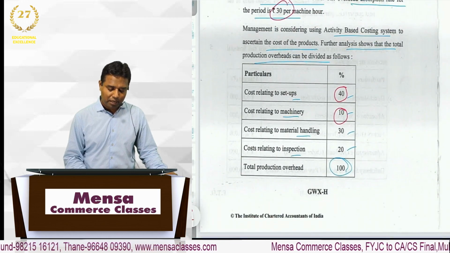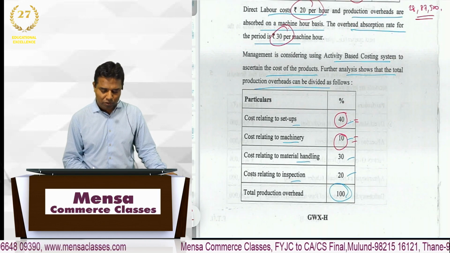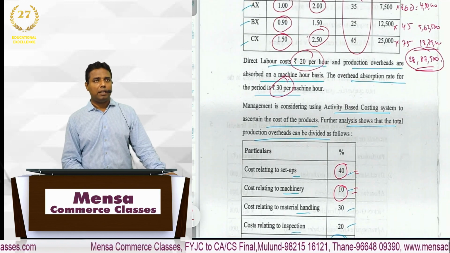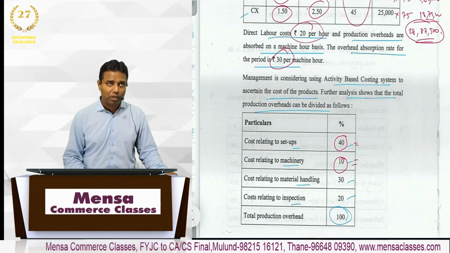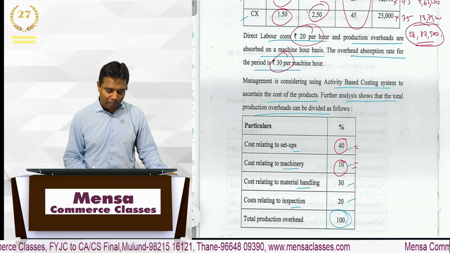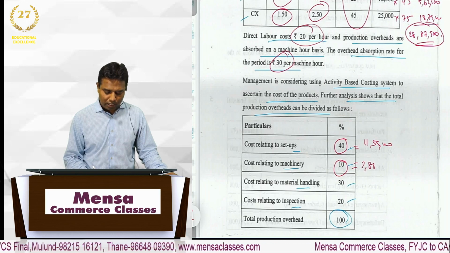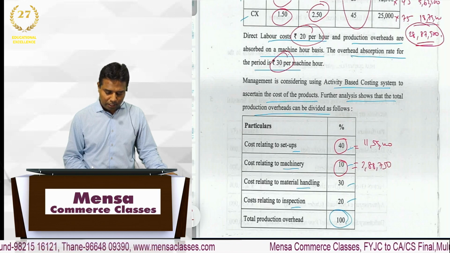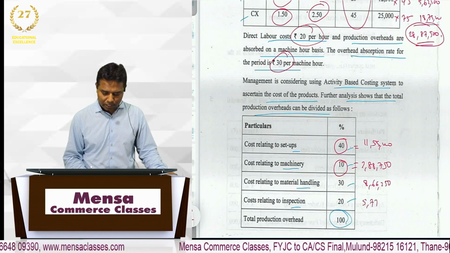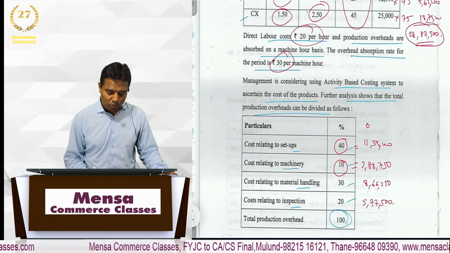And that will be broken up as 40% going to setup, machinery 10% and so on. So 40% of 28,87,500. Let's check how much it comes to. 28 lakh 87,500 into 40% will give you 11 lakh 55,000. 10% is 2,88,750. 30% will be 8 lakh 66,250. 20% will be 5 lakh 77,500.